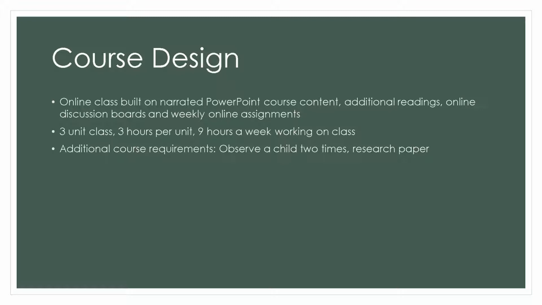I do want to point out that this is a 3-unit class. So you are expected to spend 3 hours working on this class per unit. So that's 9 hours a week that you're expected to be working on this class. Every week you'll have assignments that you need to do, you'll have discussion boards that you need to participate in, and readings that you need to do. In addition to this, there are other course requirements such as a research paper and 2 observations that you need to do of children. So that is a lot of work over 16 weeks. So in those 9 hours a week that you should be working on this class, you have a lot of different responsibilities that you need to work on.